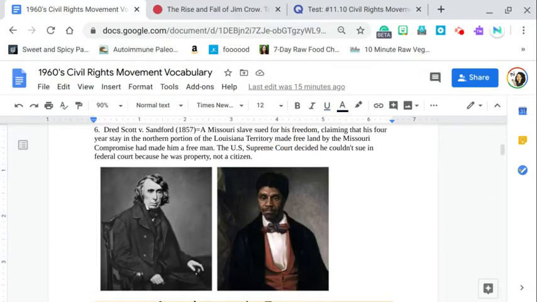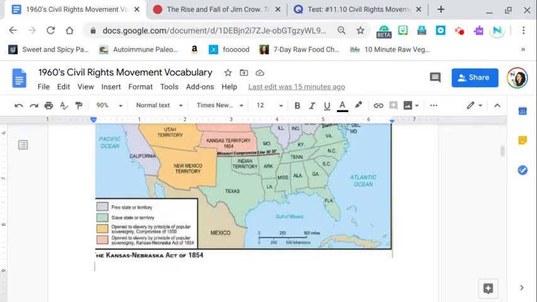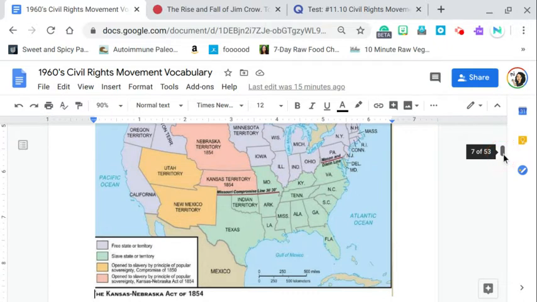So the first one I would like to discuss is the Dred Scott case, and it was in 1857. So basically, Dred Scott sued for his freedom. Let me just explain a little bit using this map here. Basically, he was from Alabama and Missouri, and you can see here these are slave states. Then he went to Minnesota with his owner, and he lived there for over a year.